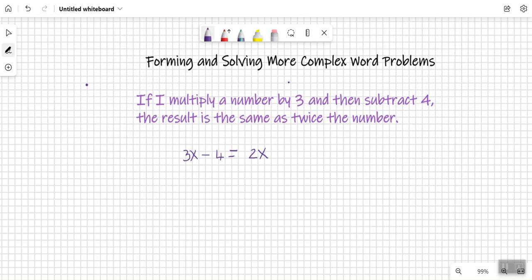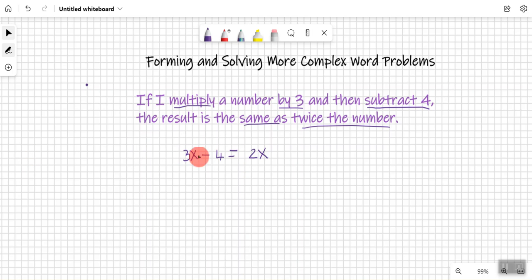So this is kind of like what it would look like. Now we can see that we have an algebra expression. Again, if we read this, if I multiply a number by 3 and then subtract 4, the result is the same as twice the number. And what we've done is we've represented that here.